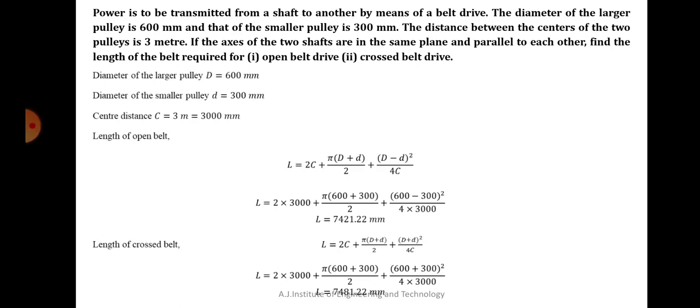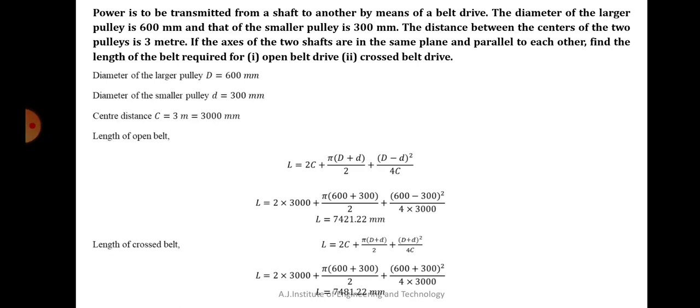The question is very simple here. We have two pulleys, the diameters of which are given. Power is to be transmitted from one pulley to another pulley, and the center distance is also given. So I have to use a belt drive. If I'm using an open belt drive, what should be the length of the belt that I'm supposed to use? If it is a cross belt drive, what is the length of the belt that I'm supposed to use? This is how the practicality of the problem is. You are supposed to find out the length of the belt.